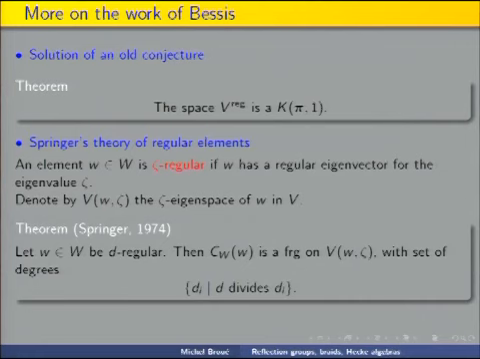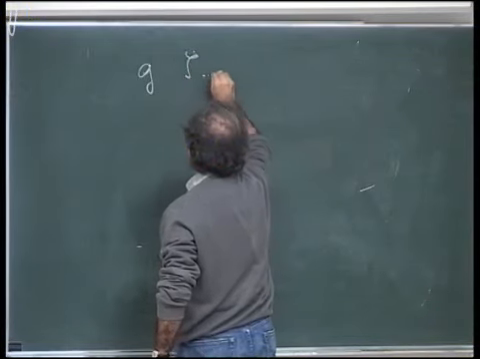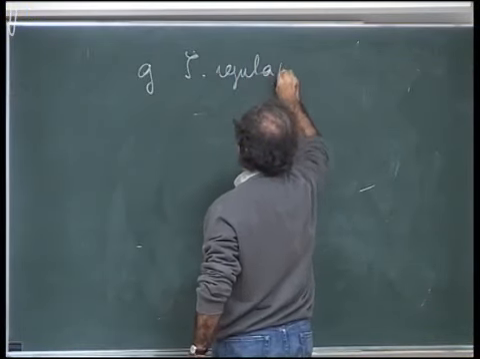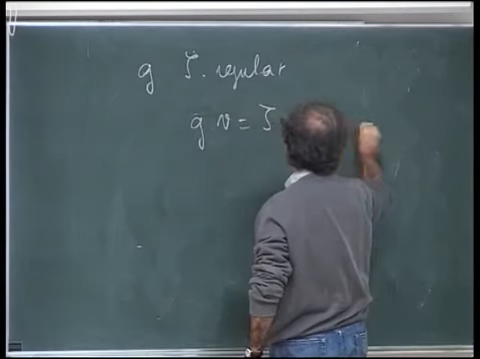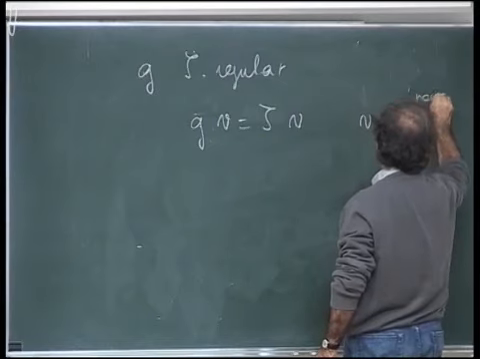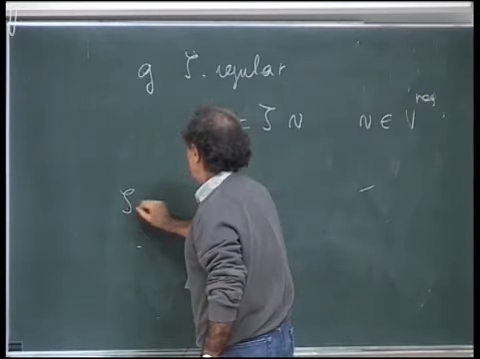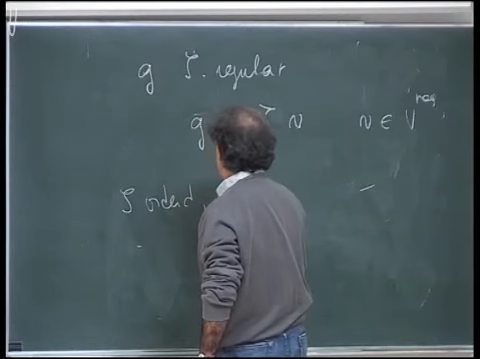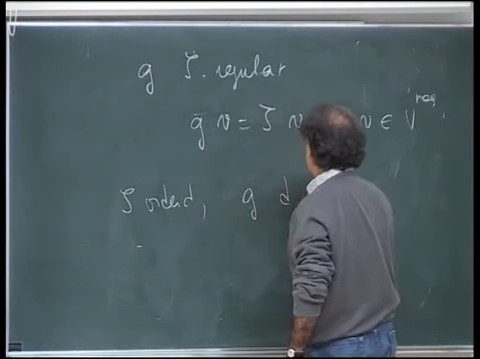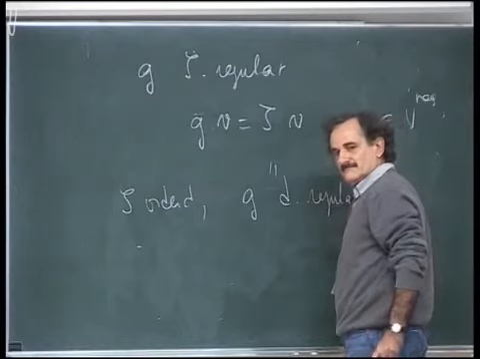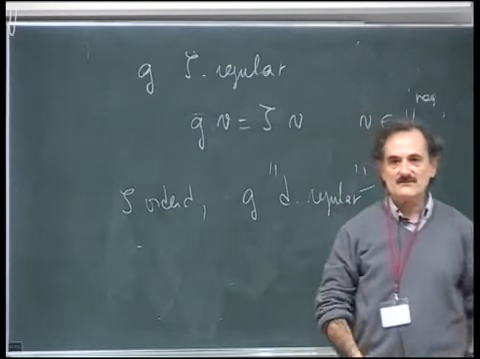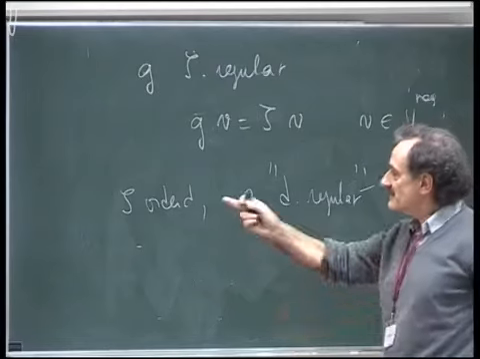One more definition. So one says that g is zeta regular if gv is zeta v for some v in V^reg. If zeta has order d, one says that g is d regular. D regular is zeta regular for zeta a root of unity of order d. So it's what it says.